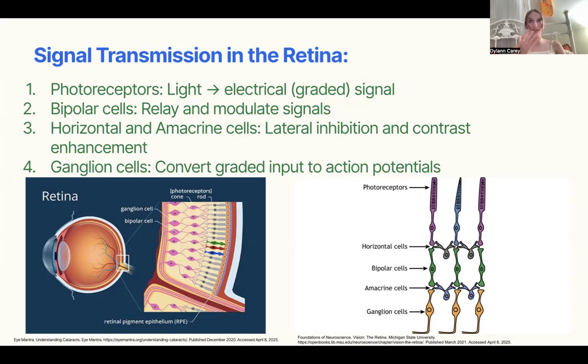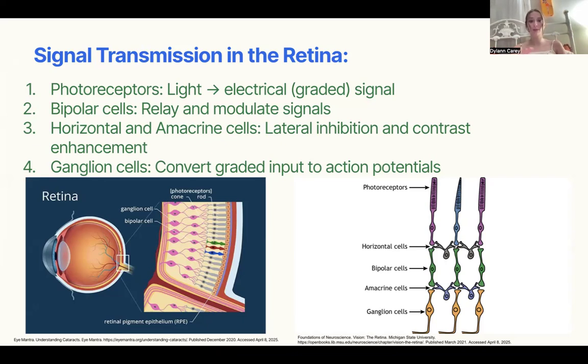Contrast enhancement is kind of like when you are editing an image on your phone and you increase the contrast. It makes those images, I don't want to say clear, but easier to see and to distinguish the differences in different objects that you are seeing. And then the ganglion cells will convert the graded input to action potentials.